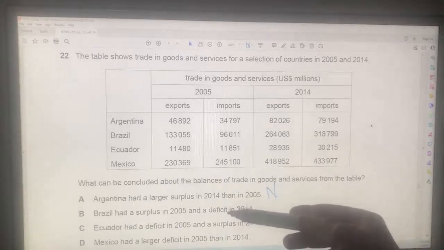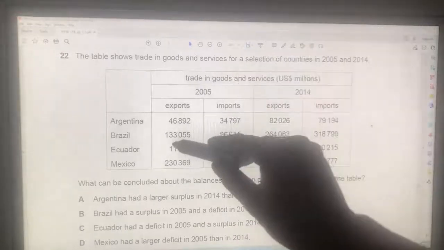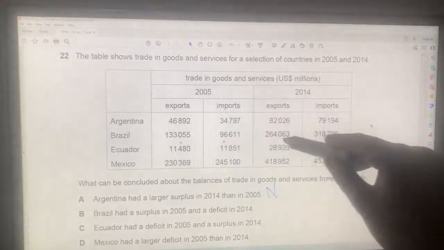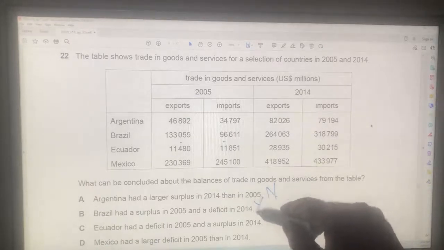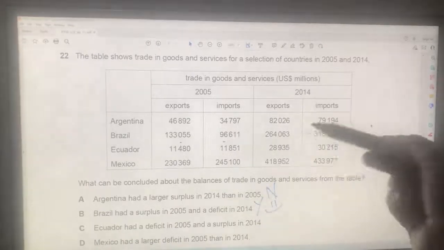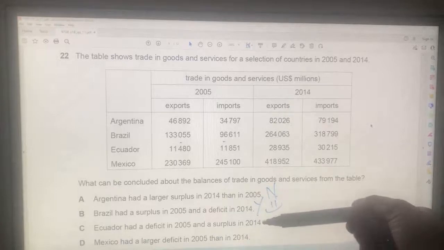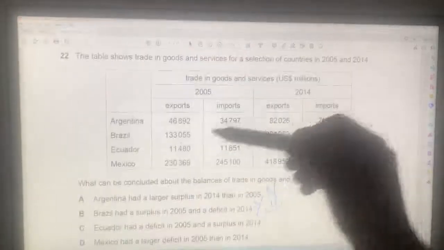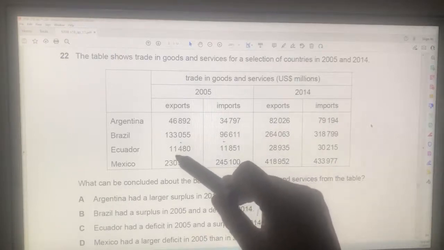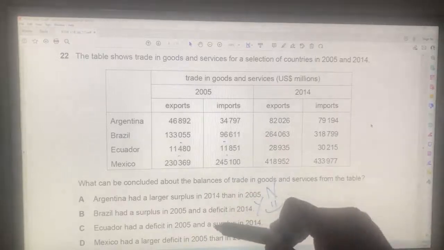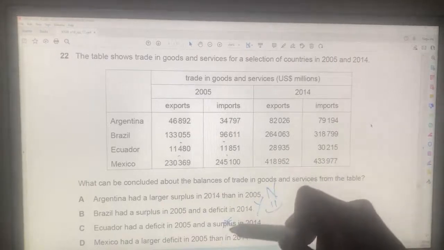B says Brazil had a surplus in 2005 and a deficit in 2014. Let's see. Wow, big surplus in 2005 in exports and imports, and a deficit in 2014. So yes, looks like B is our answer. C says Ecuador had a deficit in 2005 and a surplus in 2014. Ecuador had a small deficit in 2005 and a surplus in 2014. No, they had another deficit in 2014.